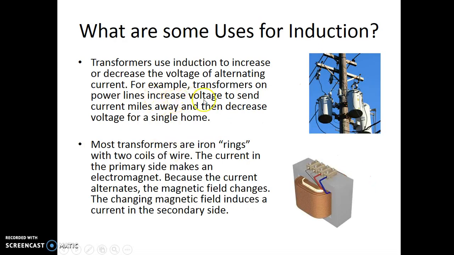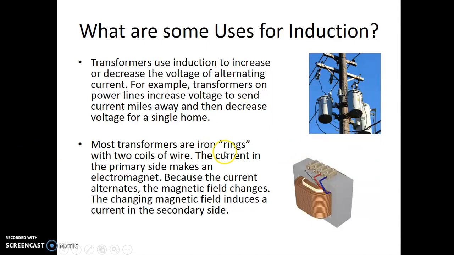So here are some other uses for induction. The transformers on your telephone poles or inside your phone chargers can be really small or really large. Transformers either increase or decrease the voltage of AC, or alternating current. In the power lines, we want to decrease because those lines are 7,000 volts, and we want to bring them down to about 120 to 240 volts to go in your house. Otherwise, everything would fry and wouldn't work in your house.